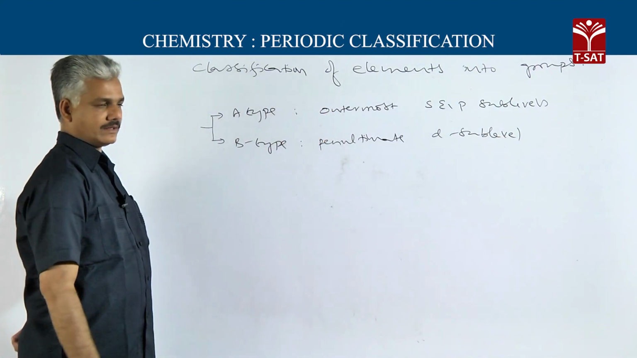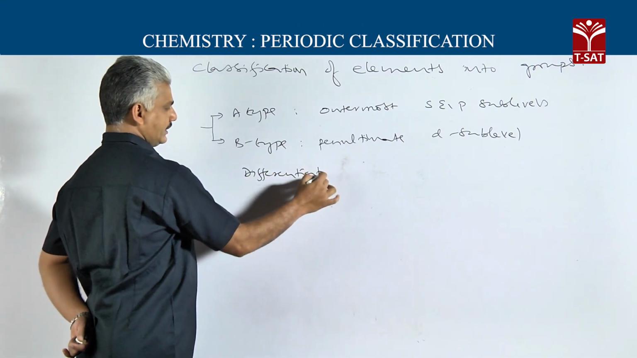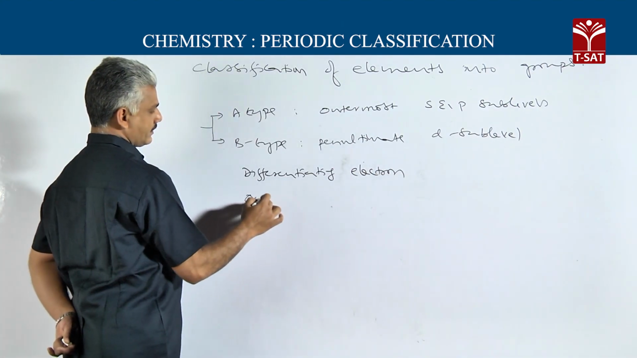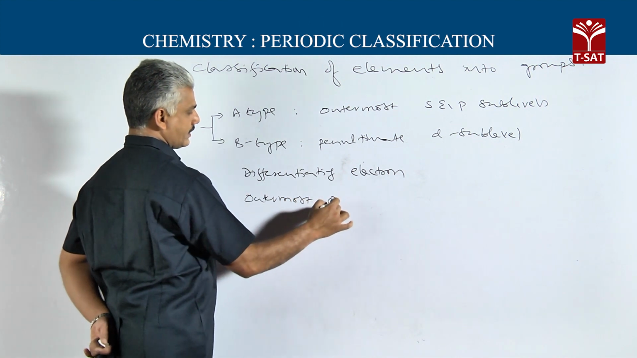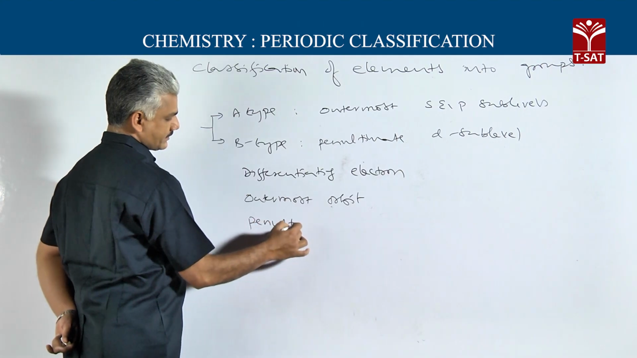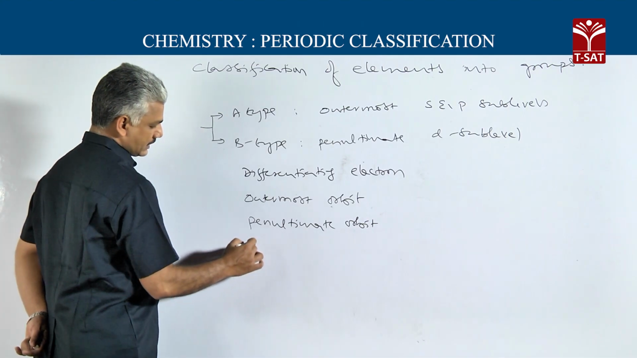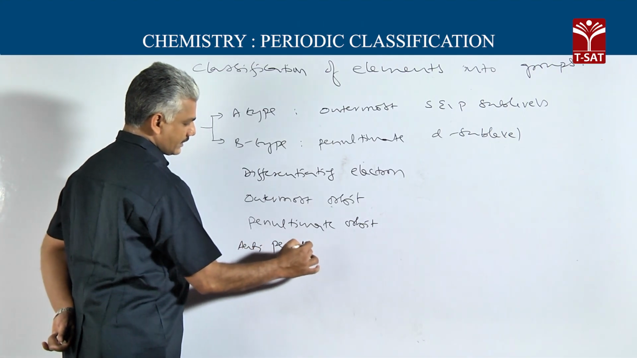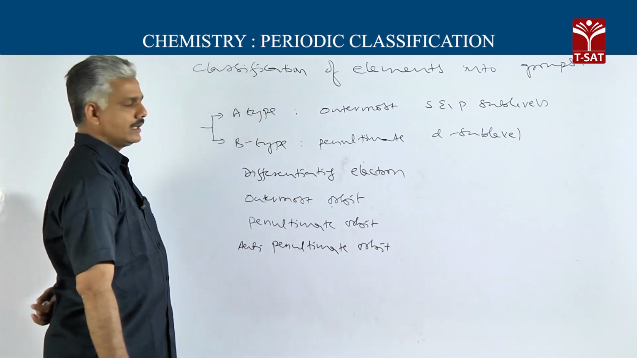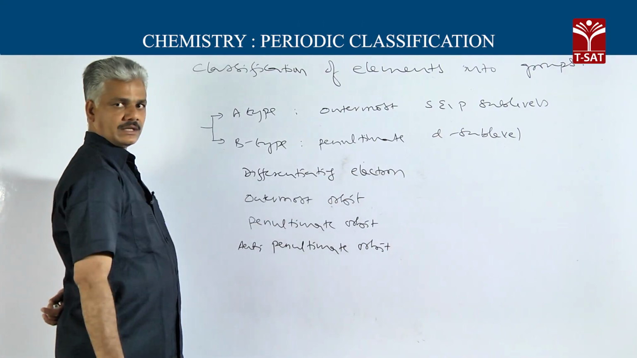Here, you should be clear with the terms like differentiating electron, outermost orbit or shell, penultimate orbit or shell, and anti-penultimate orbit or shell. The electron which makes the difference between two elements is called the differentiating electron.